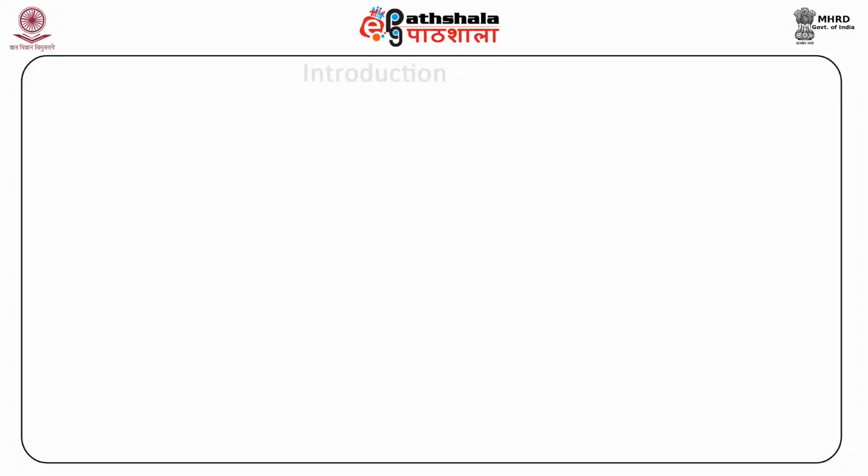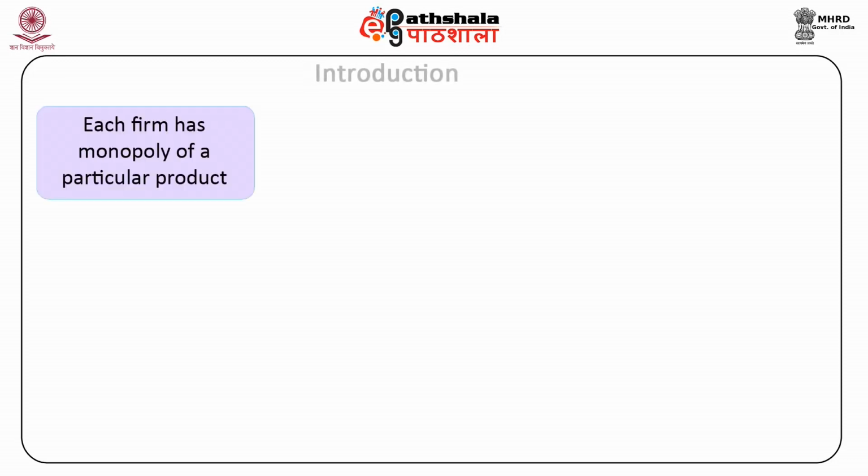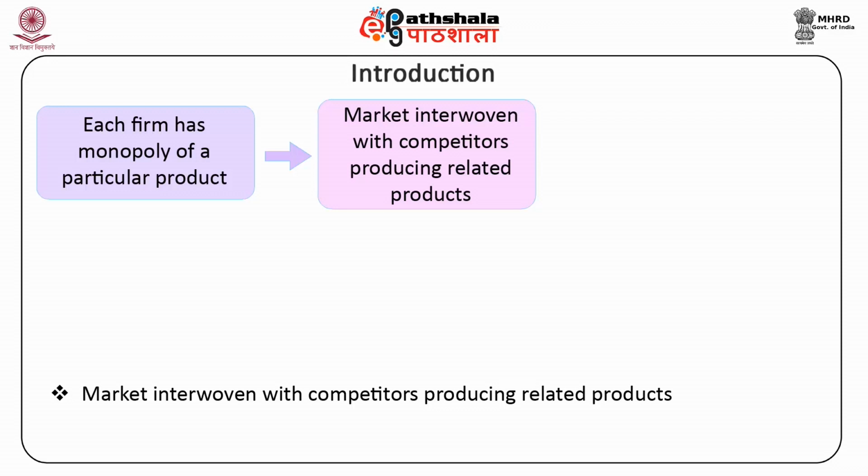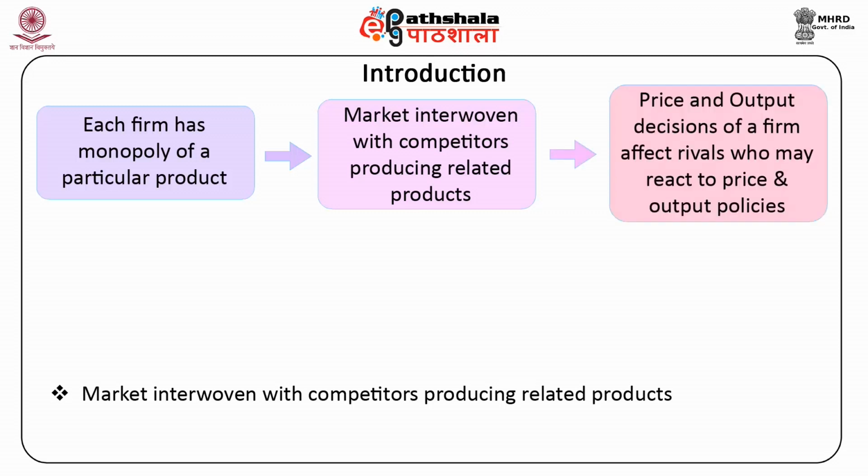Turning our attention to group equilibrium, we see that each firm within a group has monopoly of its own particular product. However, its market is interwoven with its competitors who produce closely related products. The price and output decisions of a firm will affect its rival firms, who may in turn react to the prices and output policies. It is thus observed in group equilibrium that the interdependence of the various producers upon one another is a prominent feature of monopolistic competition.